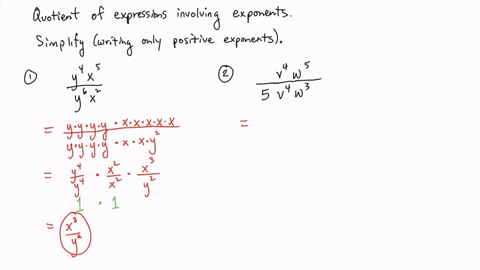Well, this is really an invisible 1. Let's make it visible. So we have 1 times v to the fourth times w to the fifth. Why do we want to make that invisible 1 visible? So now we can write 1 fifth times v to the fourth over v to the fourth, and times w to the third over w to the third. And then finally, what do we have left? We have w squared.